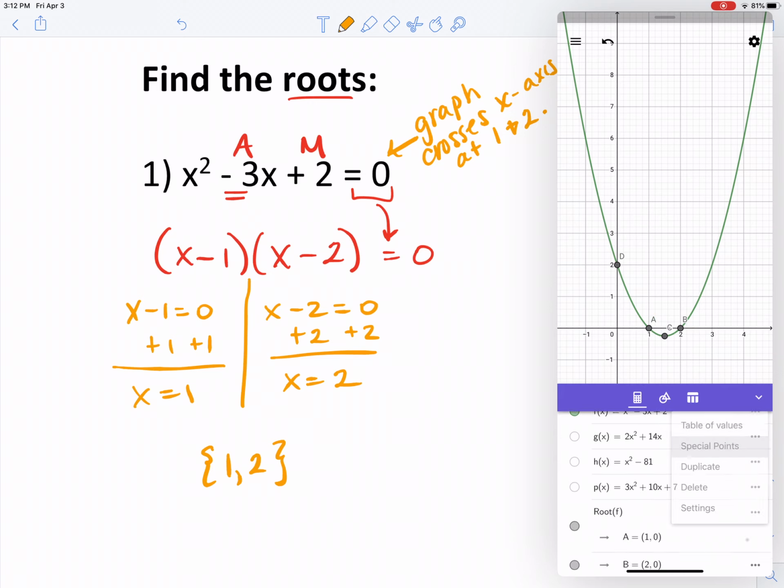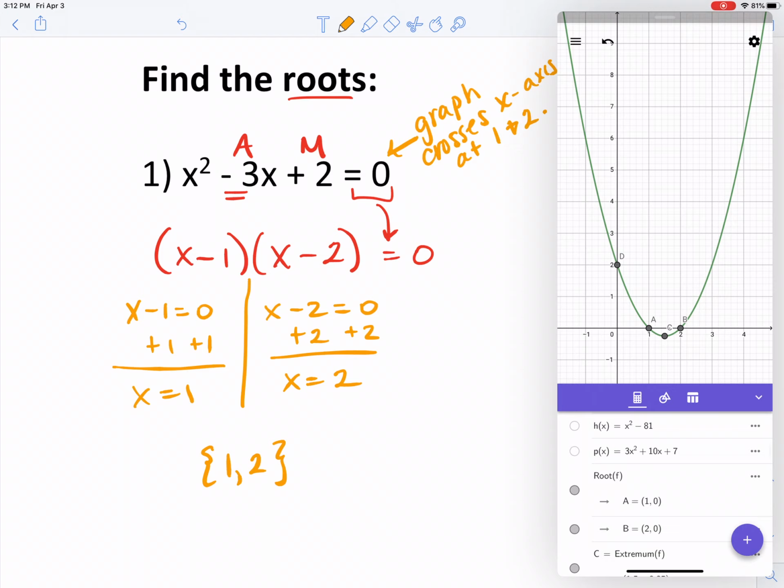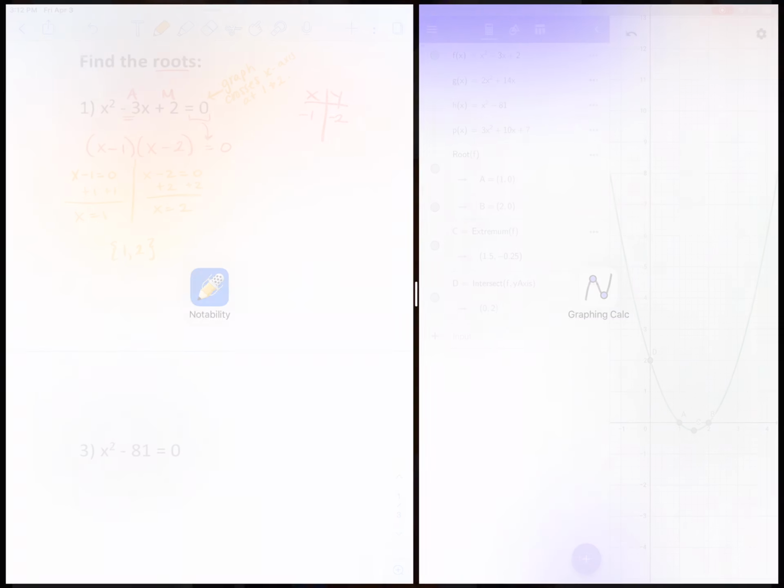If you can't see the values that they cross, you could hit the 3 dots next to the equation and then special points. And if you scroll, do you see roots? The roots show you that when x is 1, the output's 0. When x is 2, the output's 0, giving you the solutions 1 and 2. So that's a way that you could check graphically, because I do need to see the work. Just answers, you're not going to receive full credit.